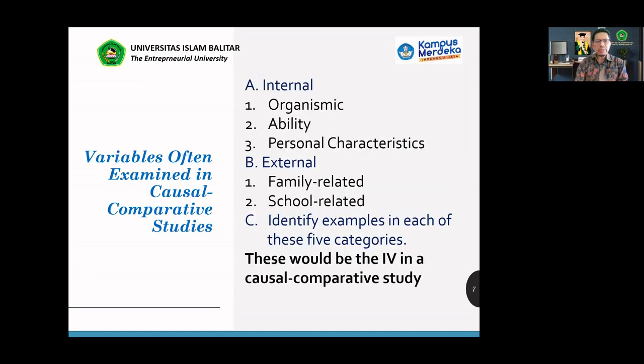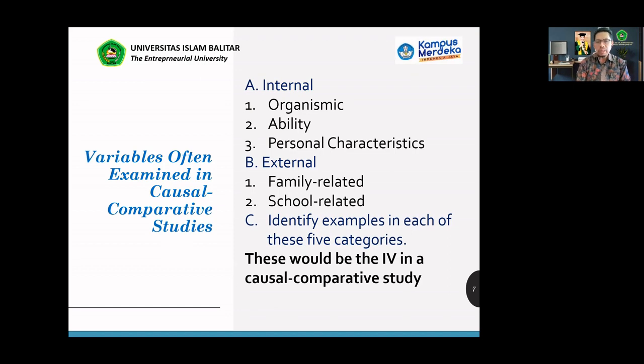Okay, variables often examined in causal comparative studies. There are two kinds of variables, internal variables and external variables. Internal variables are, for example, the organismic, ability, and personal characteristics. And the external means the family related, school related, and community related. Okay. And your task today is to identify examples in each of these 5 categories. We can find them in the references that I have already sent you.